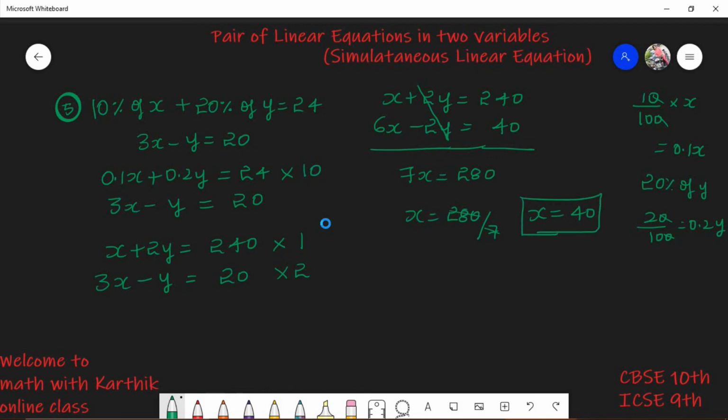Now substitute this in equation 2. So 3 times 40 minus y will be equal to 20. So 20 you take this side, y you transfer to the other side. So y will be equal to 120 minus 20. So y will be equal to 100.